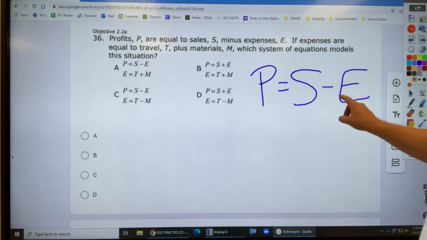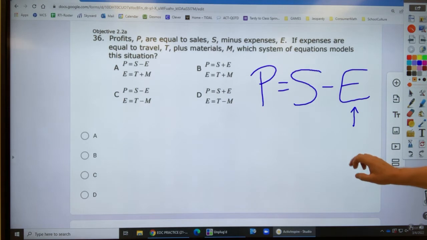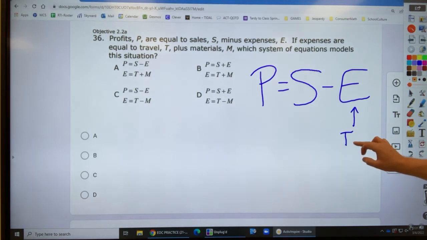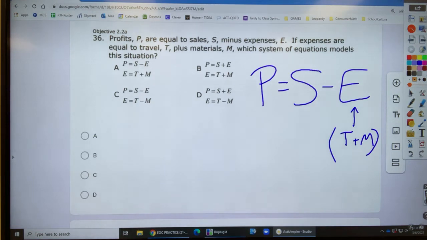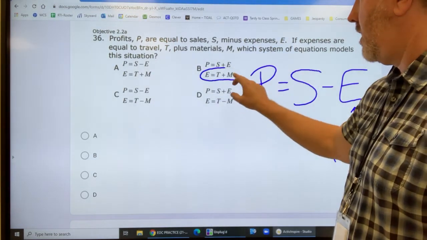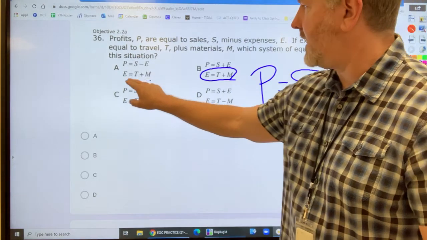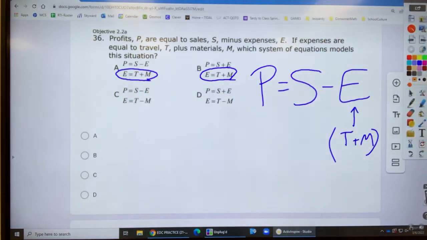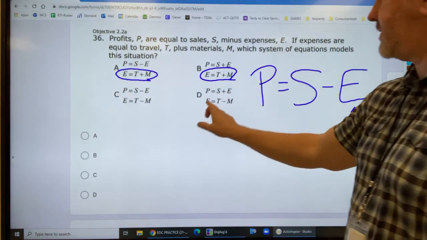And when you analyze statistics on businesses, it becomes a lot more complicated than that. But if expenses are equal to travel plus materials, then which system models this situation? So expenses are travel plus materials. I like this one. Let's see if that one reappears. Yeah, travel plus materials. Those appear twice, so we can cross out C and D.